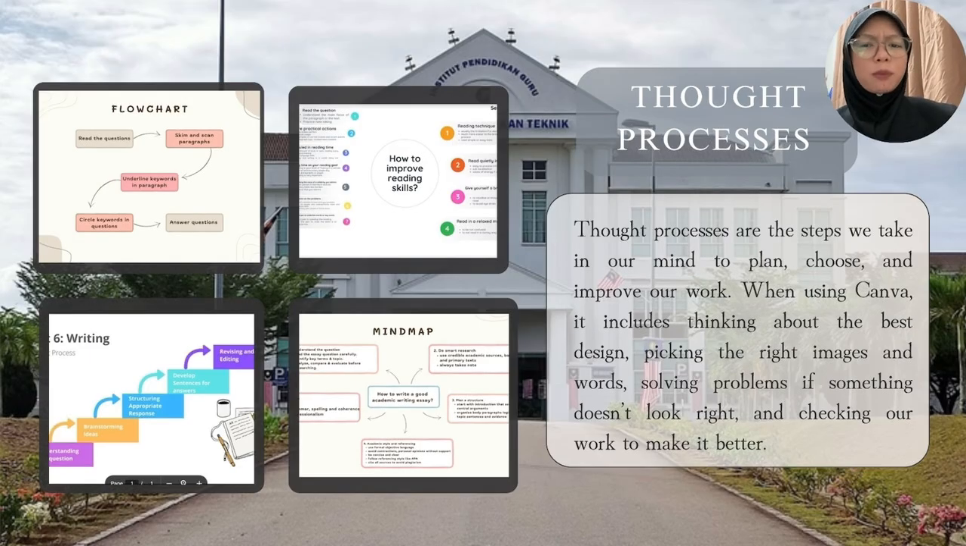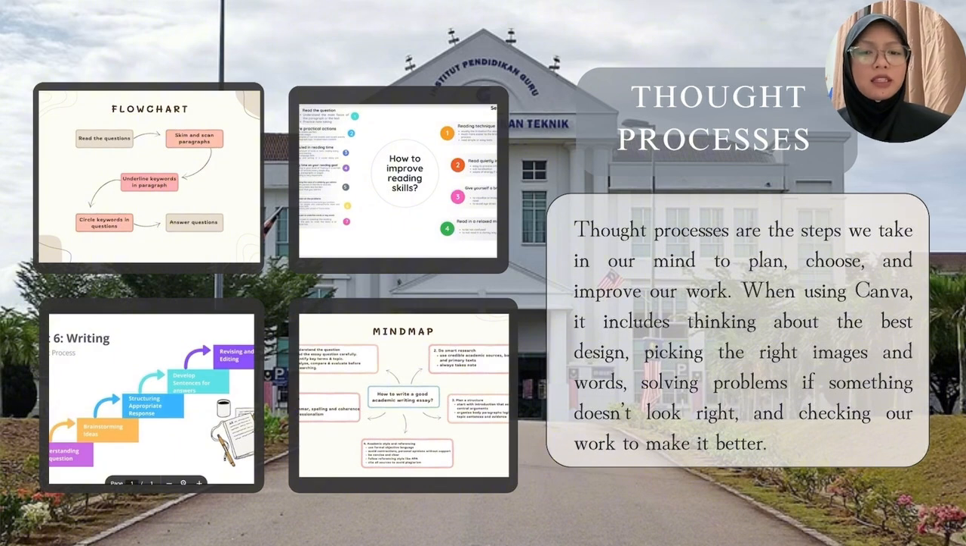Then, thought processes are like the steps we think about in our mind when doing a task. So when I use Canva, I don't just start designing right away, but I plan what I want to show first. This is what I learned from TSLB1114, where we learn the 4 skills: listening, reading, speaking, and writing. And those skills require these thought processes.